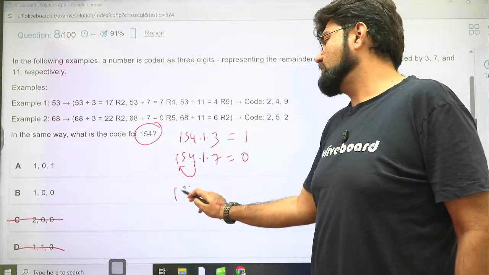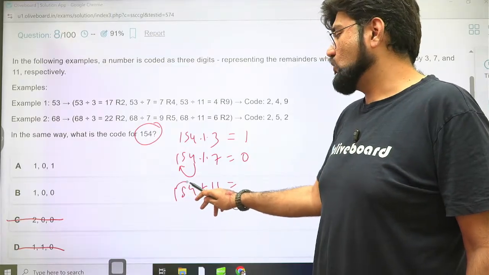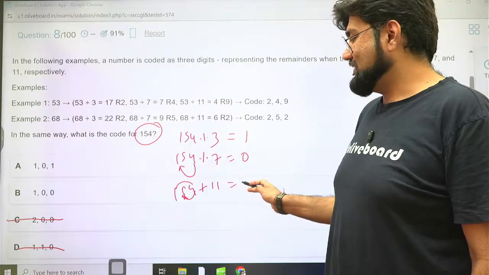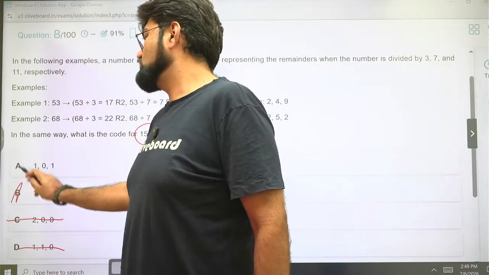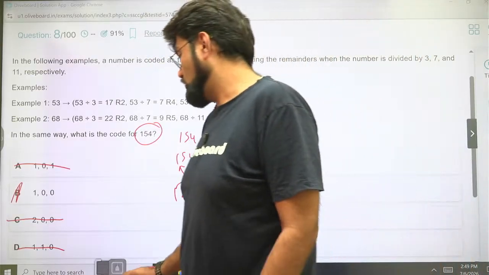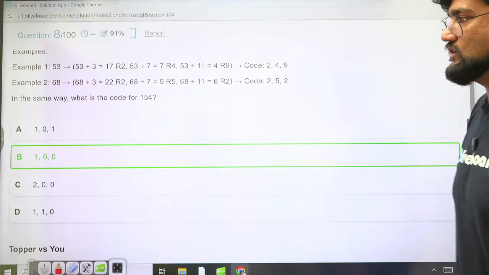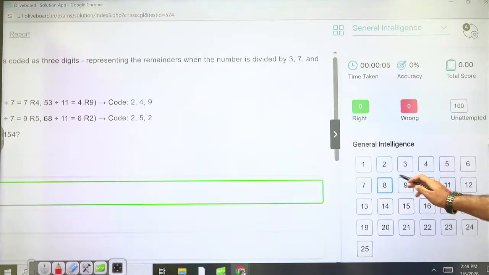And for the third one, 154 by 11. If you see again, what will happen here? 1 plus 4 is 5. 5 minus 5 is 0. Anything which is in this case 0 or multiple of 11 is always divisible by 11. So the remainder is 0 here again. So option B is the correct answer. If you know about remainders, if you are sure about modulo divisions, you will be able to easily figure this question out. Otherwise, gone. So that's how smoothly they integrate quant into reasoning now.